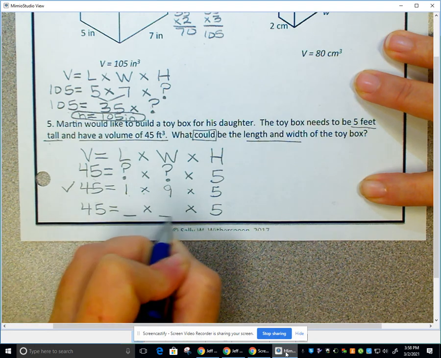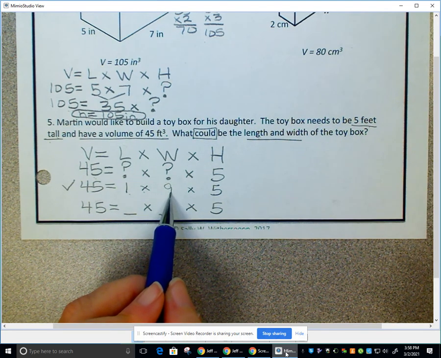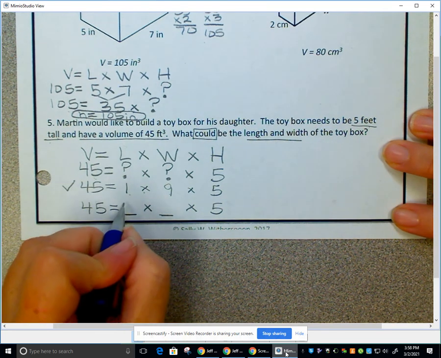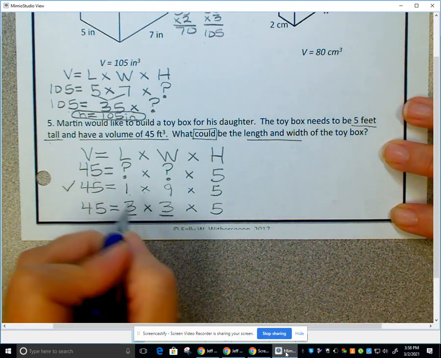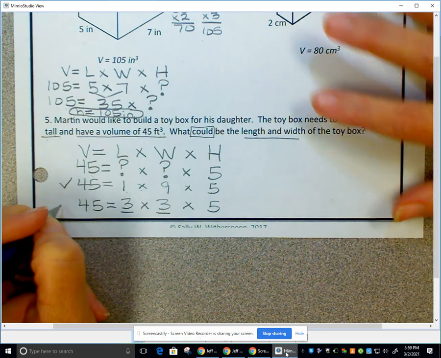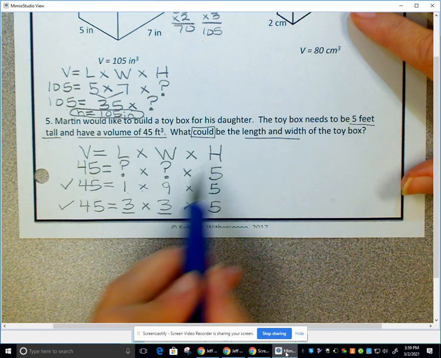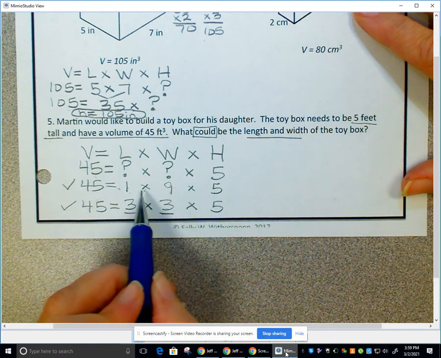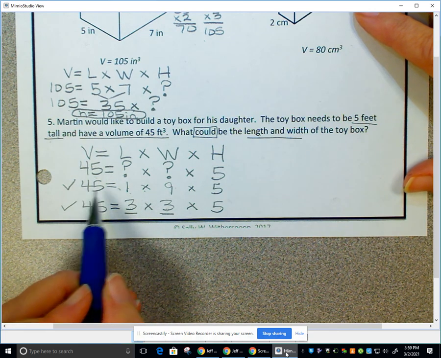Needs to equal 45. I know the height is 5, but I've got to come up with these numbers. Think about 9. What times what gives me 9? 3. So I could put a 3 here and a 3 here, and that would be 9. So let's see. 3 times 3 is 9. Then 9 times 5 would be 45. So these could be the length and the width. I could use a 1 and a 9, or 9 and a 1, or I could put a 3 for the length and the width. And all those options would give me 45 cubic feet.